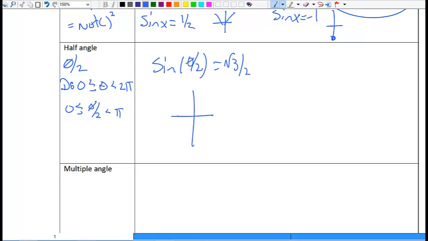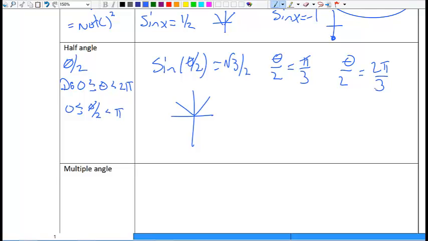This one's pretty straightforward. I want to figure out where sine is positive, and I'm only looking at things in the first and up to pi. So it's positive in the first and the second. So in this case, we actually do get two answers. The first one, I get theta over 2 equals pi thirds. And the second one, I get theta over 2 equals 2 pi thirds.